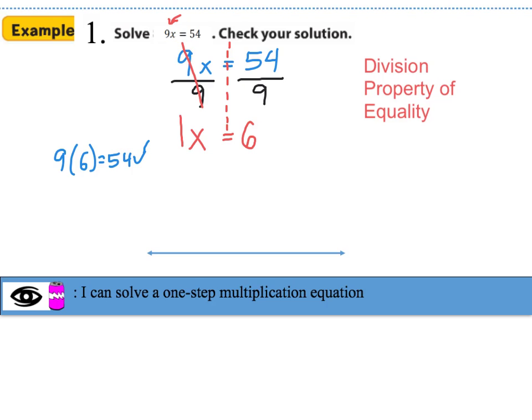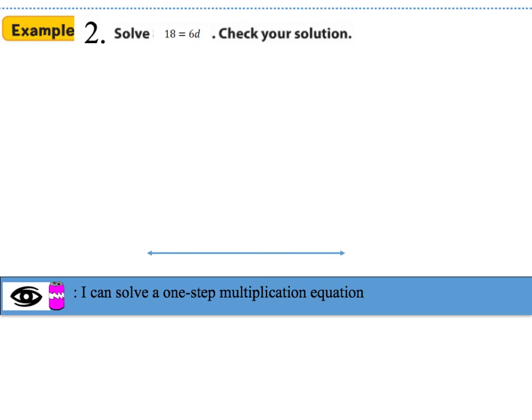Let's graph this solution of 6 on a number line. Let's start with 0 in the center, and it's in the positive region, so I'm going to place 6 about this location here, and I'm going to identify it with a solid circle because 6 is the only number that makes this equation true. For example 2, it says solve 18 equals 6 times d, and let's check our solution.